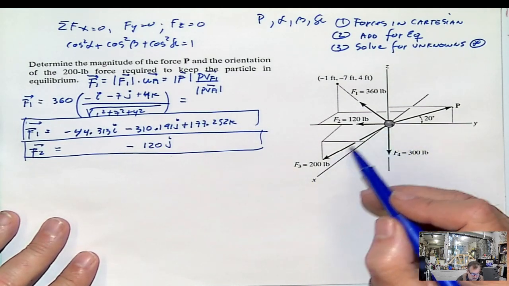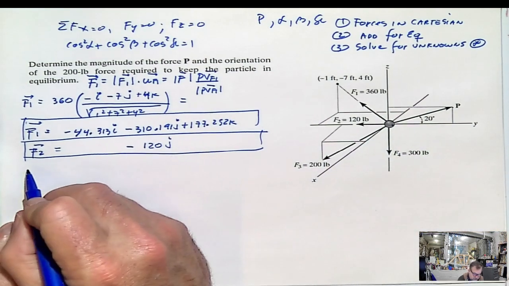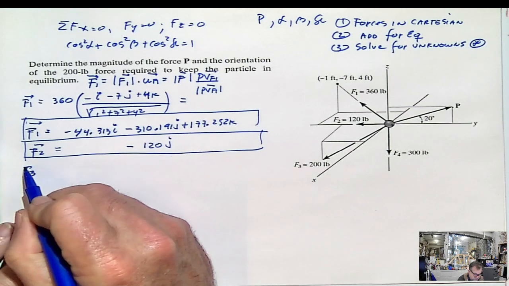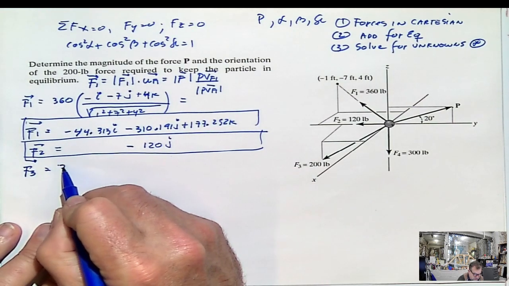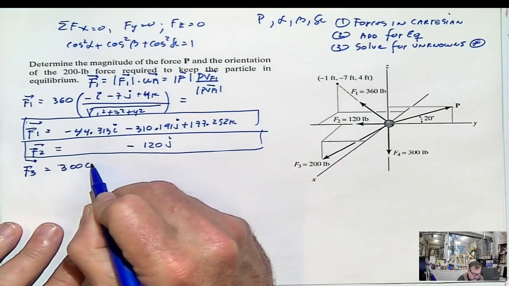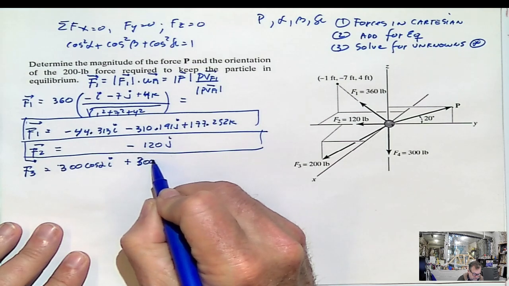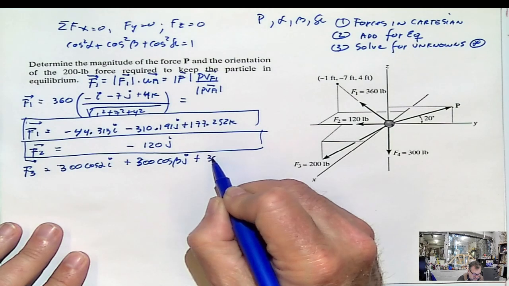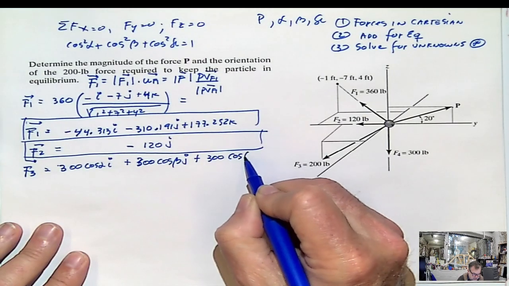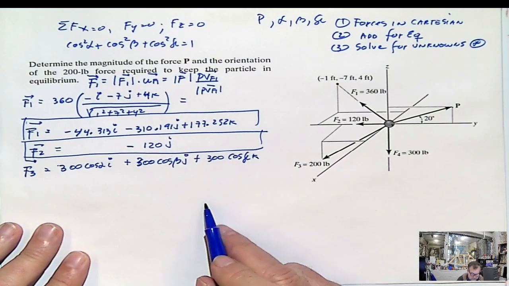Force 3 is this force. This is when things start getting a little bit crazy, but let's try to do it. So force 3 is going to be equal to 300 cosine alpha i plus 300 cosine beta j plus 300 cosine gamma k, because I don't know the direction, so I have to express it like that.